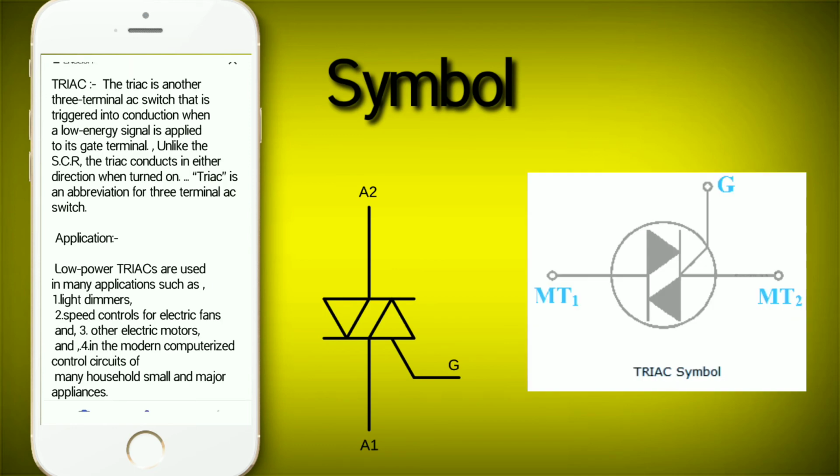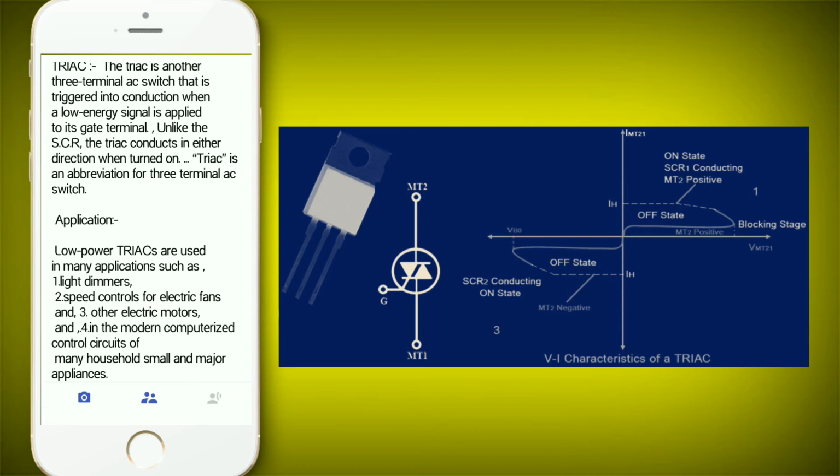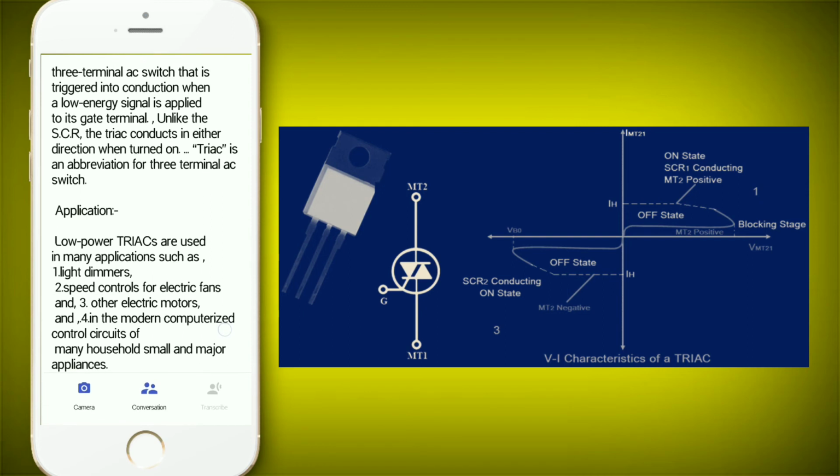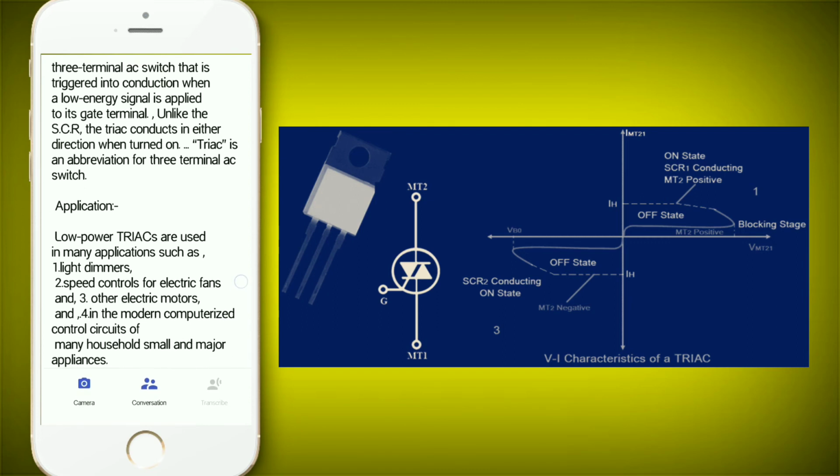TRIAC. The TRIAC is another 3-terminal AC switch that is triggered into conduction when a low-energy signal is applied to its gate terminal. Unlike the SCR, the TRIAC conducts in either direction when turned on. TRIAC is an abbreviation for 3-terminal AC switch.